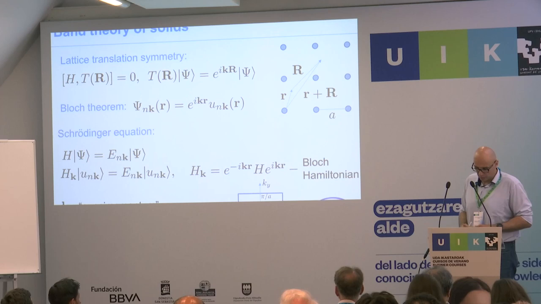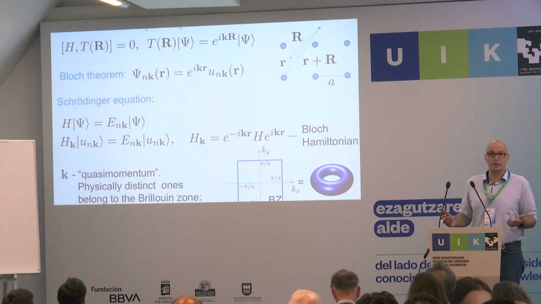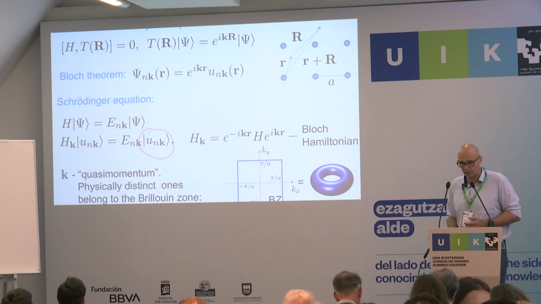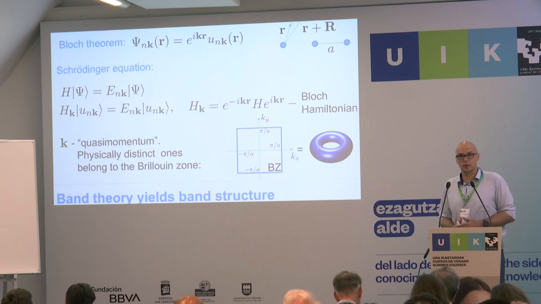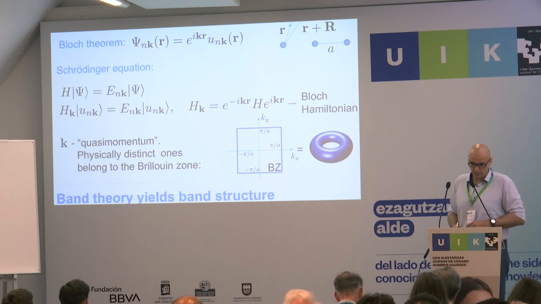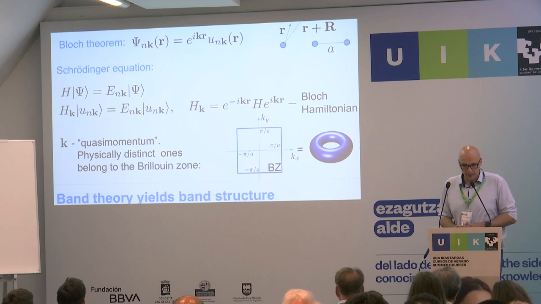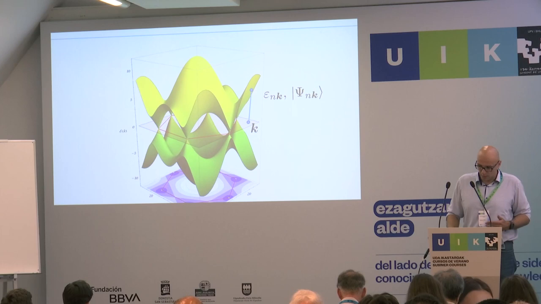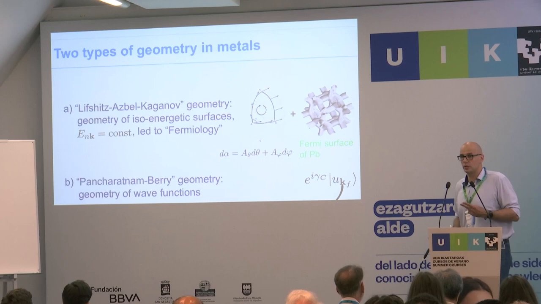So what does one do? One solves the Schrödinger equation on the lattice, either for the full Hamiltonian or for the so-called gauged-out Bloch Hamiltonian, and then solves just for the periodic parts. The physically distinct solutions of the Schrödinger equation fill up a chunk of momentum space, the Brillouin zone, which, as was mentioned by David, is really a torus. The result of the band calculation is a band structure. What it means is that to every point in momentum space, you associate certain band energies and the corresponding wave functions. That's pretty simple so far. However, the very existence of these two objects, the energy and the wave function, leads to two types of geometry in metals.